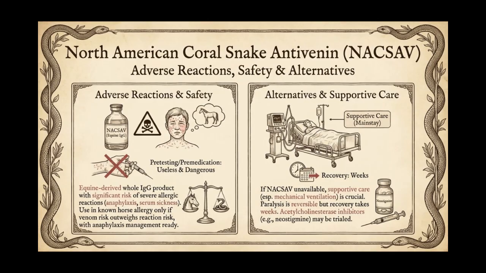This includes measures such as mechanical ventilation in cases of respiratory failure. While paralysis caused by envenomation is reversible, the recovery process can extend over many weeks. The use of acetylcholinesterase inhibitors like neostigmine has shown inconsistent success in treating neurotoxicity caused by coral snake venom. However, administering neostigmine can be considered if there is a delay in obtaining antivenom.